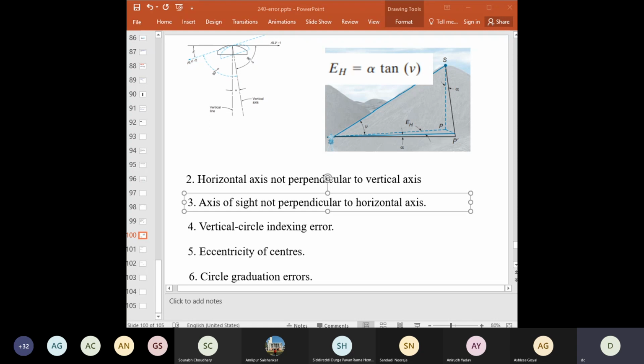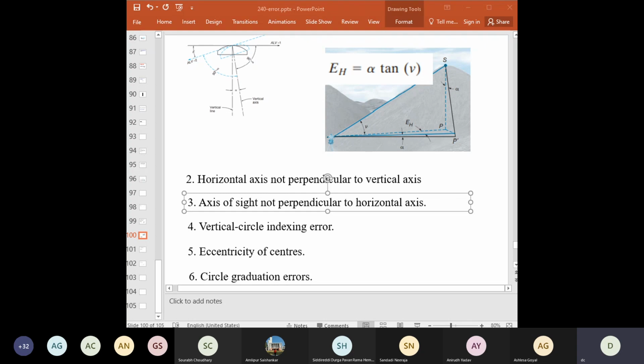EDMs like total station. Next is axis of sight not perpendicular to the horizontal axis. Axis of sight means the line of sight through which we view, that is the telescope. So it's the center line of the telescope. If this condition exists as the telescope is plunged from the instrument station to the observed station, the axis of sight generates a cone, which we told in the class earlier and even in the laboratory class, whose axis should coincide with the horizontal axis of the instrument.